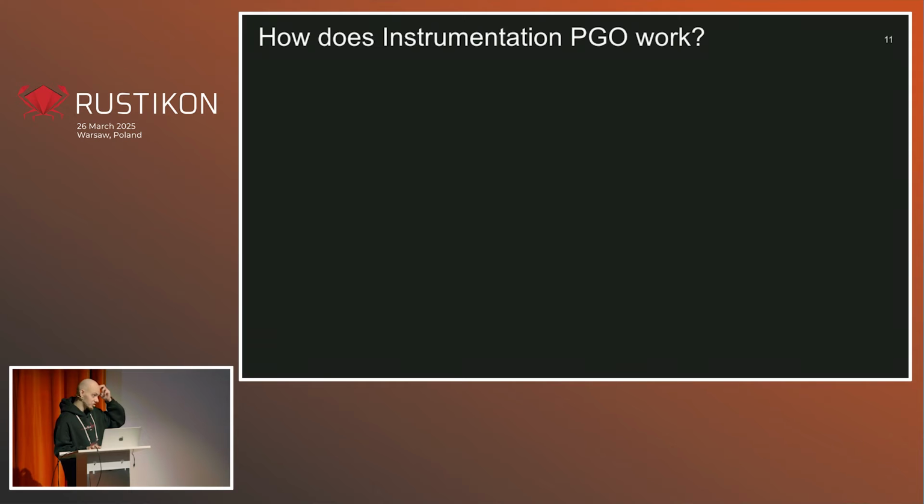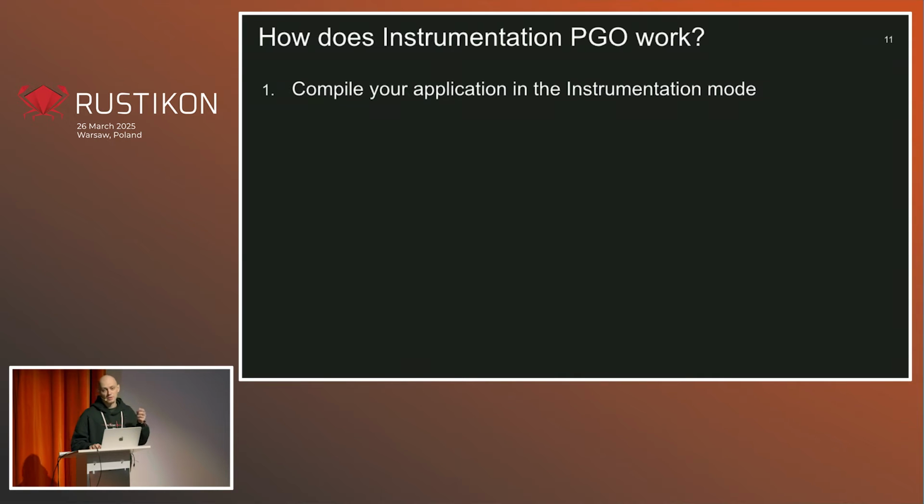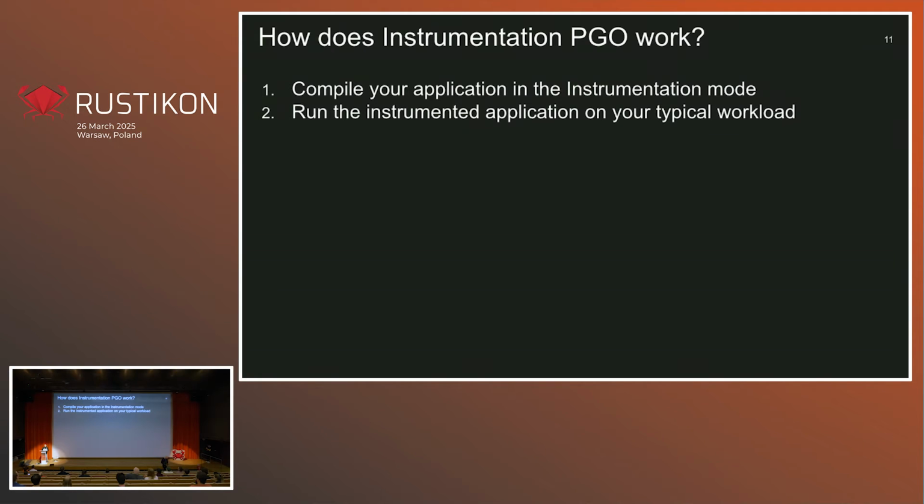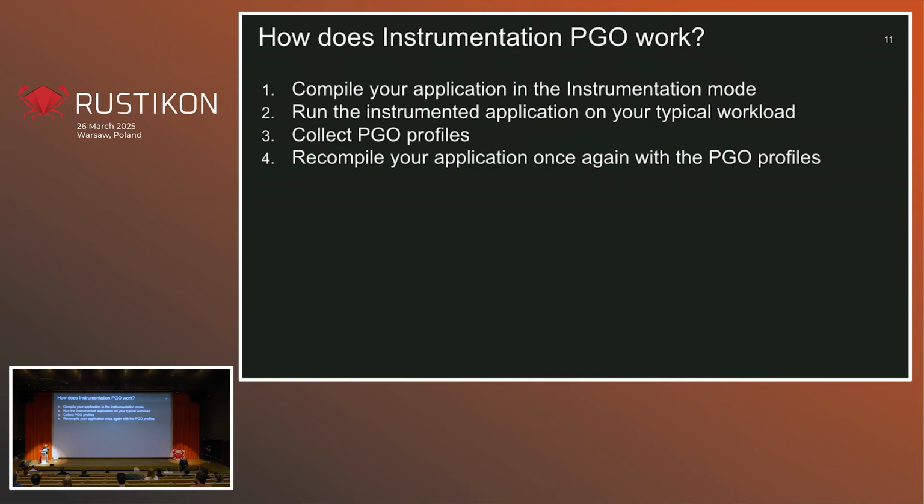So how does instrumentation PGO work? You need to compile your application in the instrumentation phase. At first, run the instrumented application on your typical workload, like a training workload, collect PGO profiles, recompile your application once again, and that's it. Pretty simple.